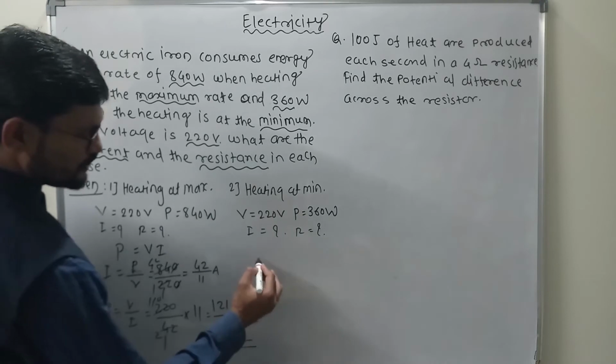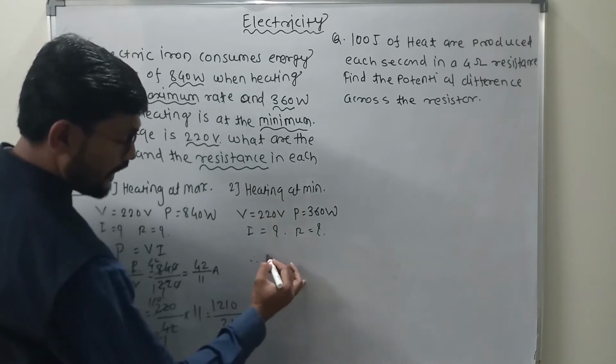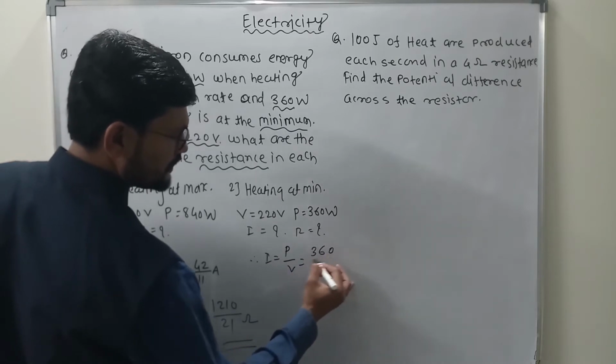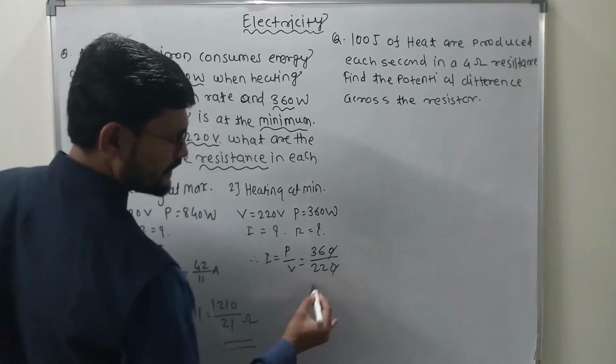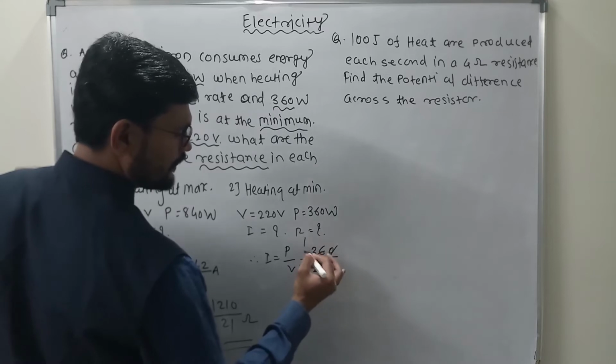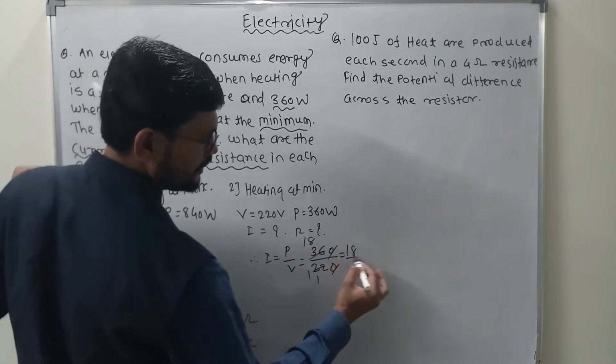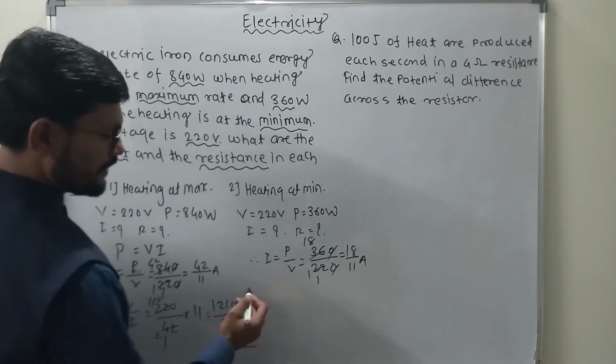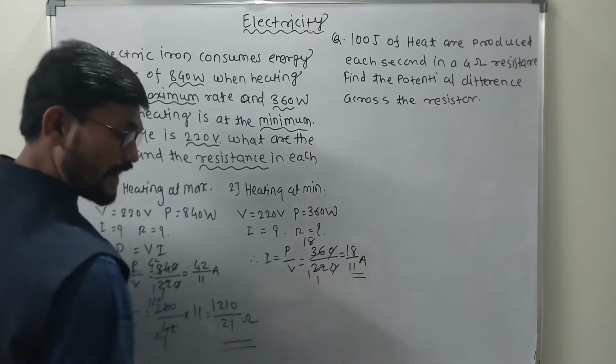Clear? Similarly on this side, to calculate I, that is P by V. What is P? 360 divided by 220. The zeros will get cancelled. 1, 1. 1 and 8, that is 18 by 11 ampere. Clear? 18 by 11 ampere. So then we have the value of current.